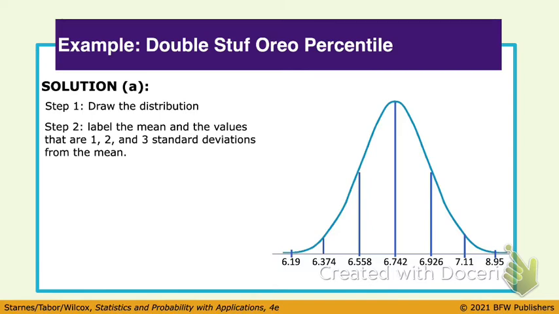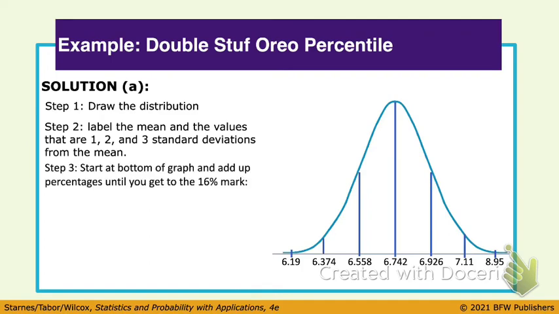All right, we are looking for the 16th percentile. So, if I start at the bottom, trying to find the 16% mark. So the first little section is 0.15%. Have I gotten there yet? Nope. I'm going to add the next section, 2.35. I'm at a total of 2.5%. Not yet. I'm not there yet. Do I keep going? Yeah.